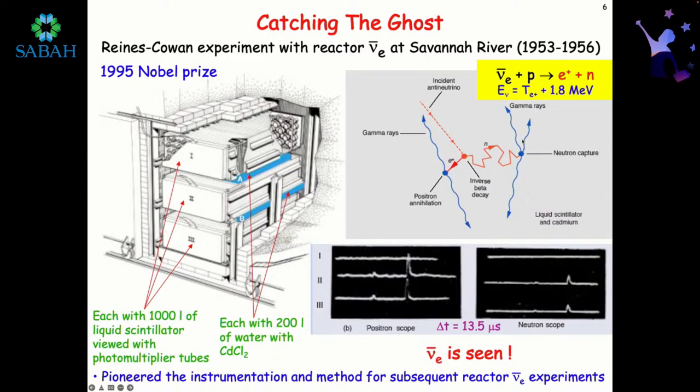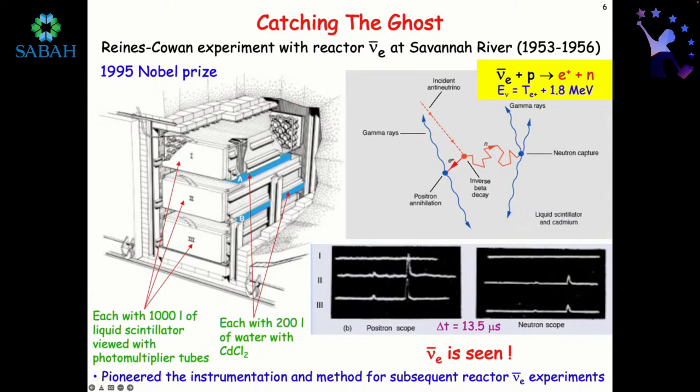So as a result, these gamma rays will give rise to another burst of light a bit later than the positron. So by detecting the signal coming from the positron, and also later, the signal coming from the neutron captured by cadmium, then essentially we can tell whether we have observed the incoming antineutrinos.